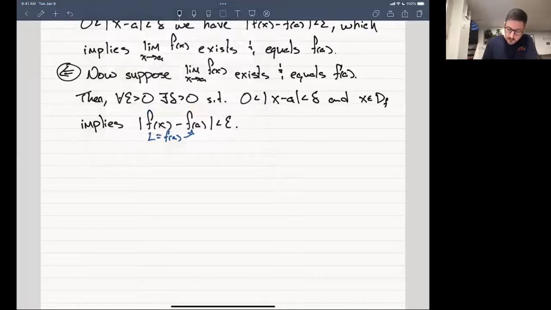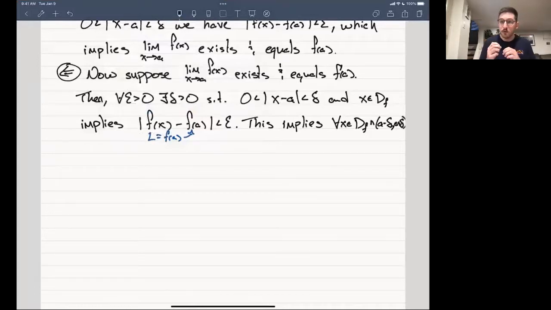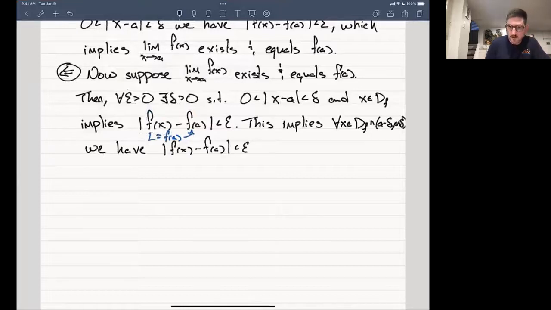But clearly, if I include x equal to a here, trivially f(x) minus f(a) is equal to 0 when x is equal to a. So I can easily add one more point into the domain and make this work. So this implies that for all x in the domain near a, so essentially all I'm doing is adding a back in, because that's the only extra requirement continuity needs, we have |f(x) minus f(a)| is less than epsilon, so that f is continuous at a. Cont dot is my short form for continuous at a.